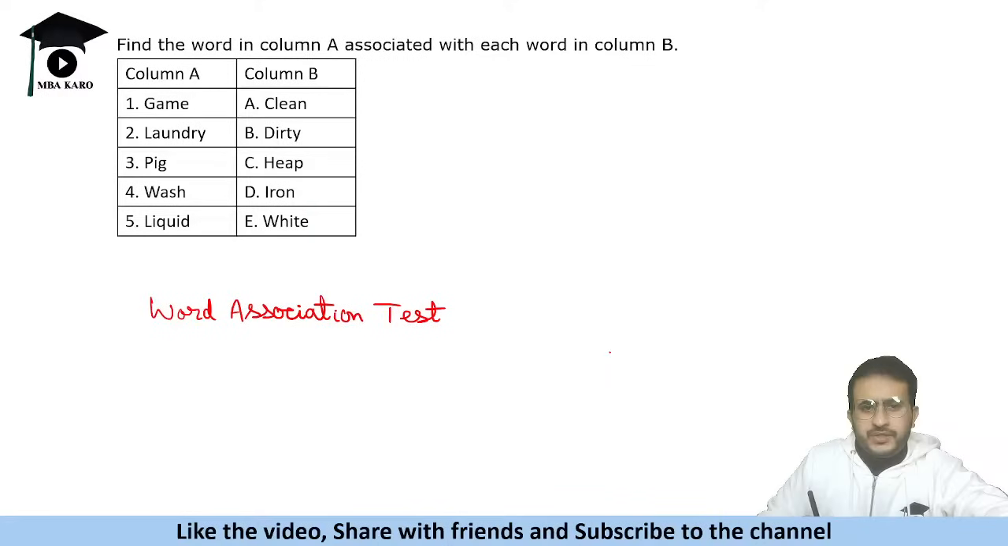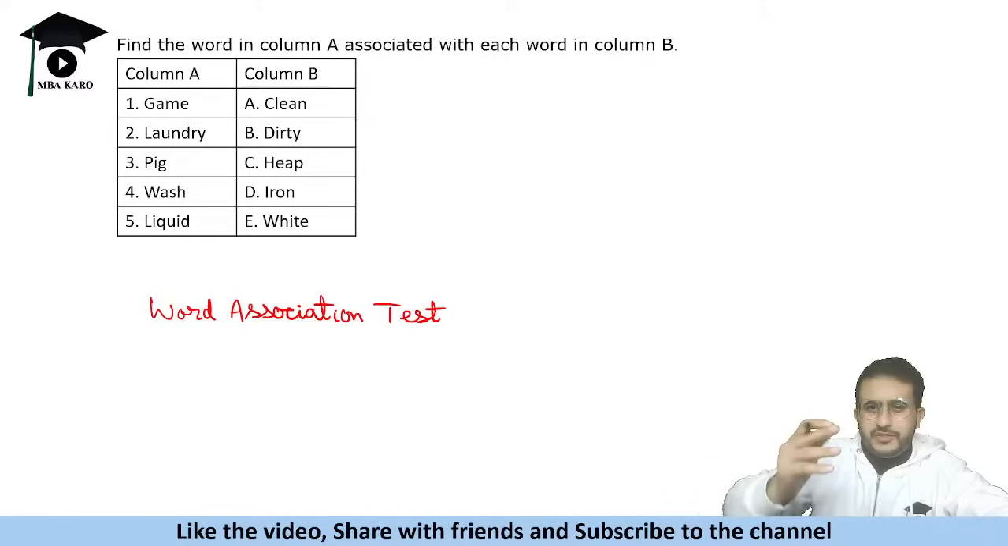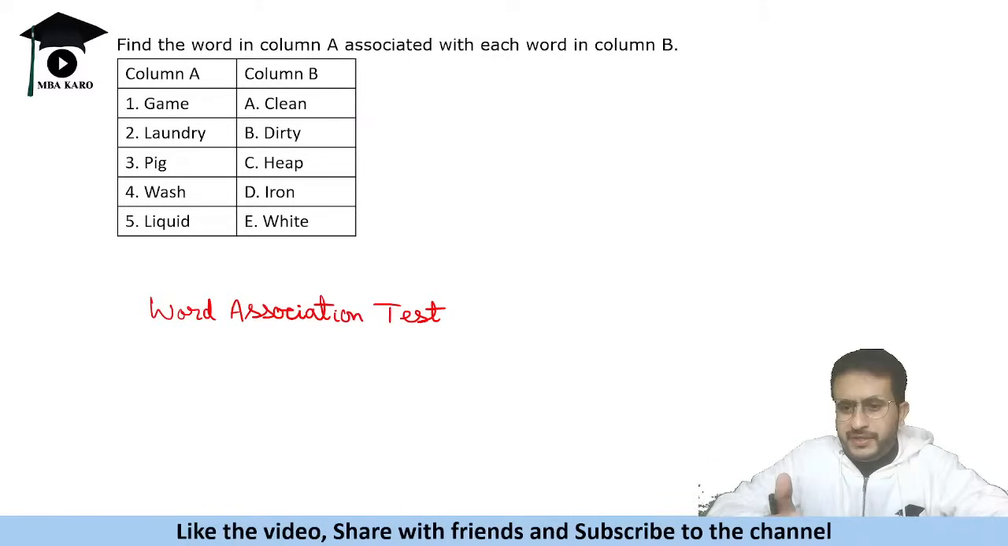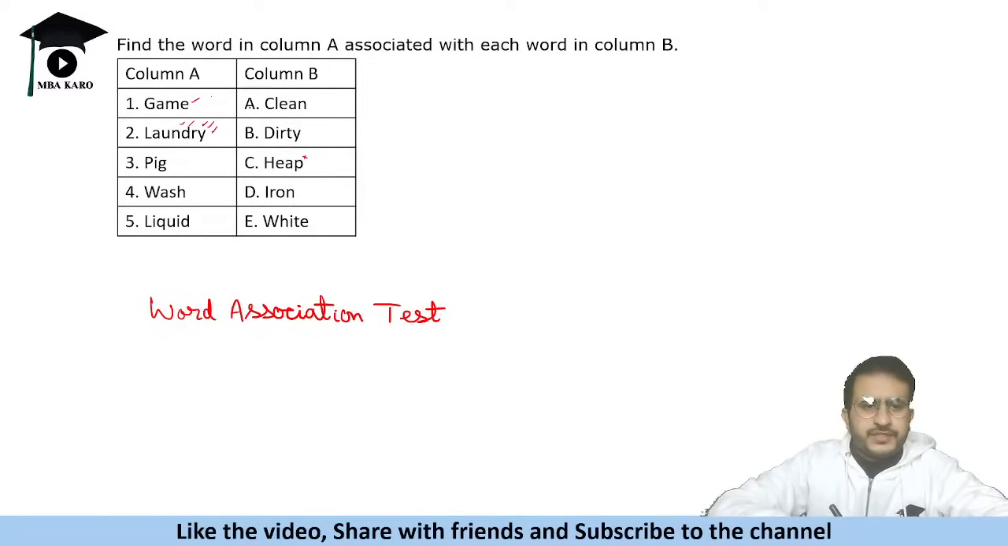If you see game, it could be dirty game, clean game. You might think clean game is possible, but heap does not sound like any connection with game. Iron game, white game do not fit. Laundry: clean laundry works, dirty laundry, heap of laundry if you keep laundry on top of each other. Then you iron the laundry, and white laundry could be white in color. So laundry matches with all of these.